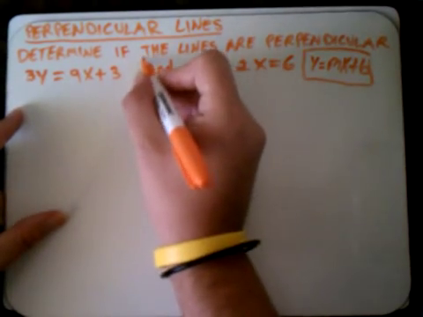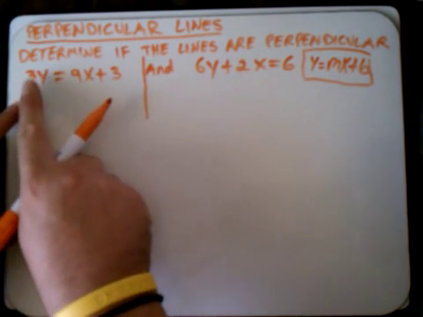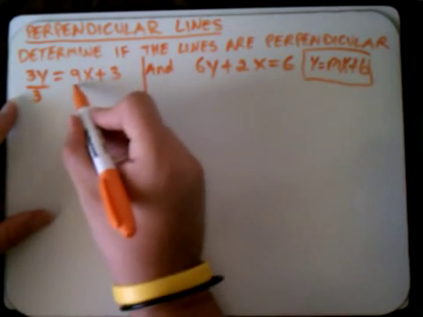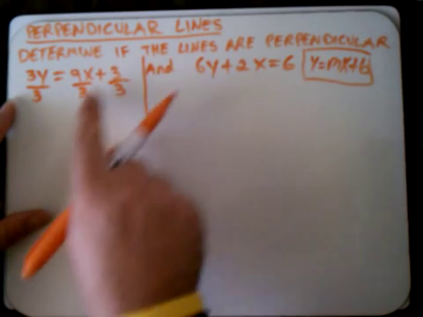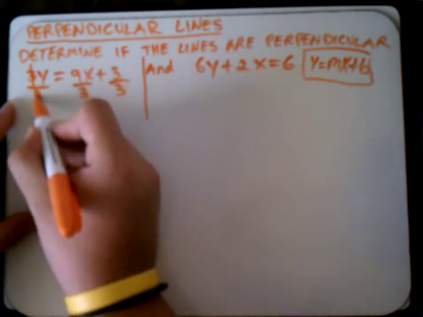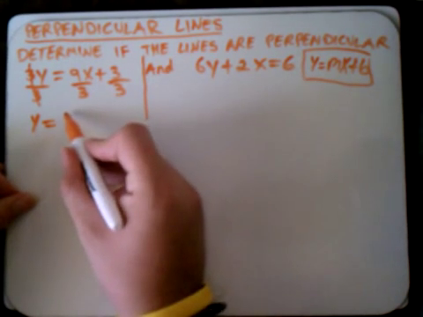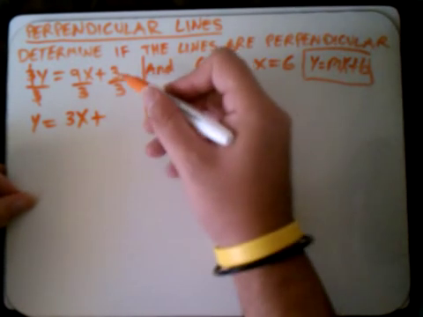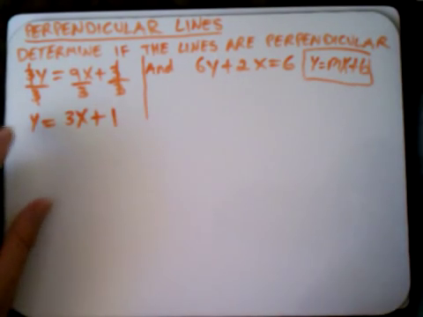Let's do the first one. This is 3y, so I need to remove this 3. This is a multiplication, so the opposite of multiplication is division. So divide by 3, divide by 3, divide by 3. Remember, put the number under all the terms because it's easier this way. 3 divided by 3 is 1, so the 3 cancels out. y equals 9 divided by 3, which is 3, x, plus 3 divided by 3. Same number top and bottom, cancels out, and is 1. So we have one equation.